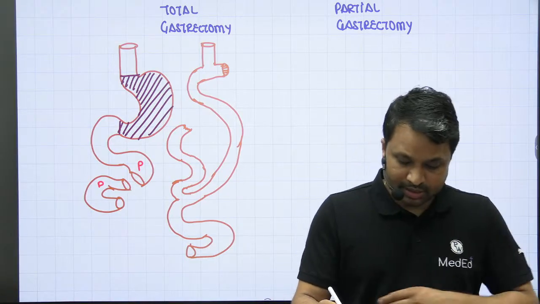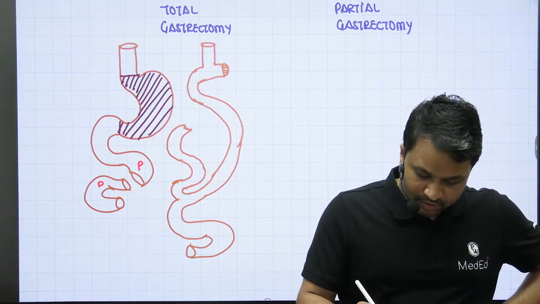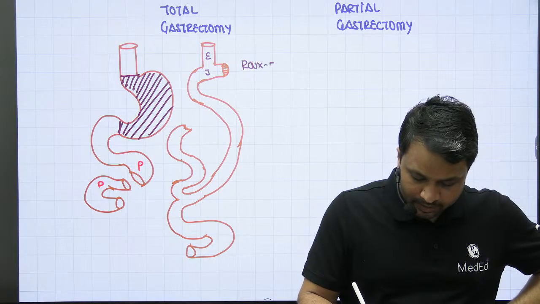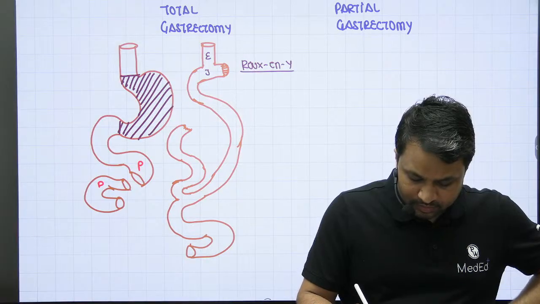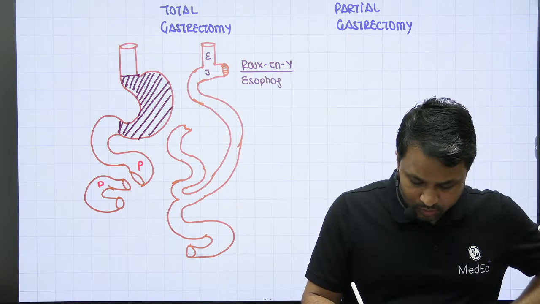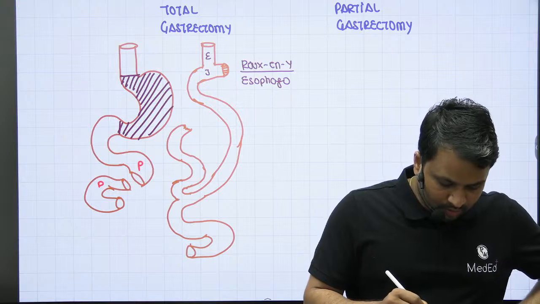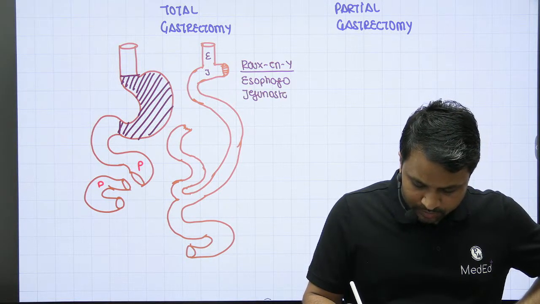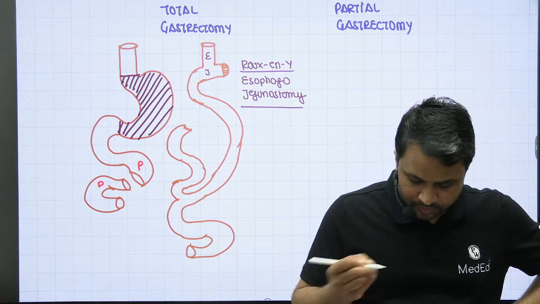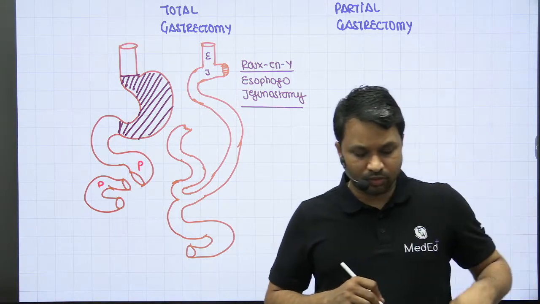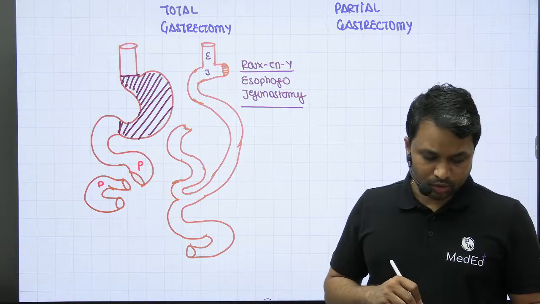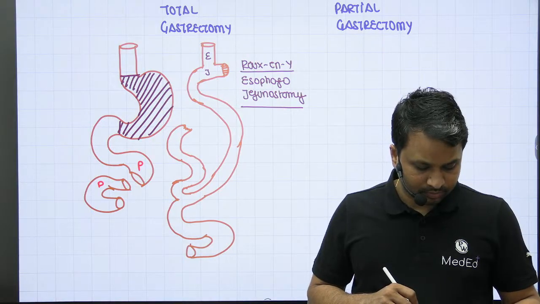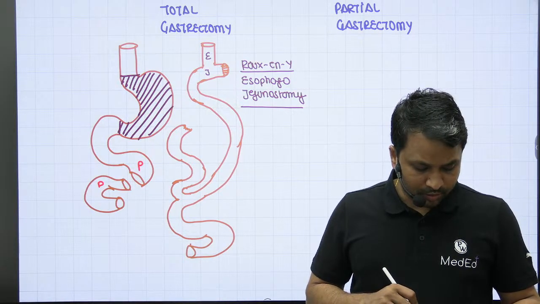Right? This surgery where you have anastomosed the esophagus. So this is the esophagus, this is the jejunum. This is what we call the Roux-en-Y esophagojejunostomy. It's a Roux-en-Y esophagojejunostomy. Clear? So now you know what the Roux-en-Y surgery is.